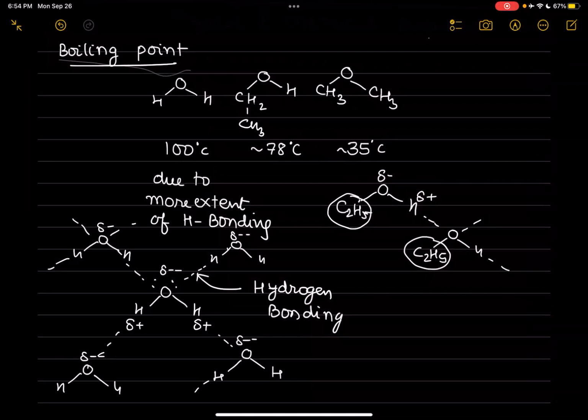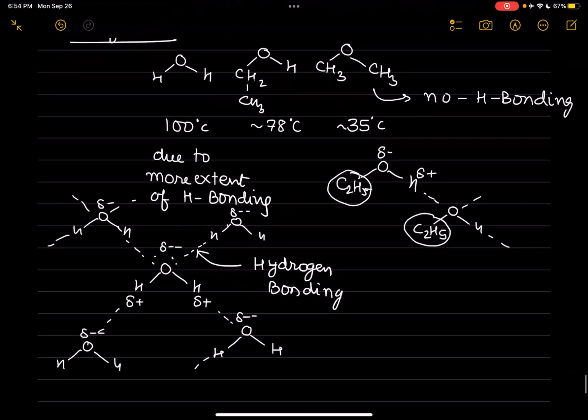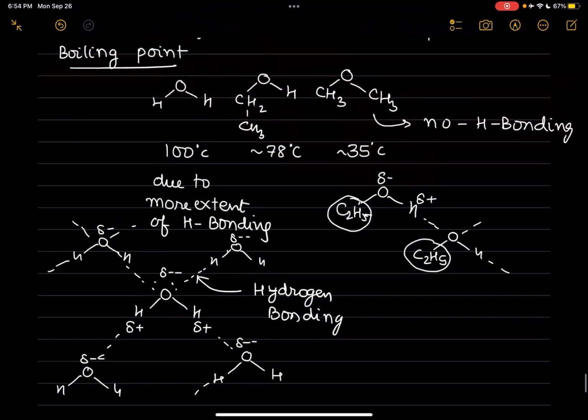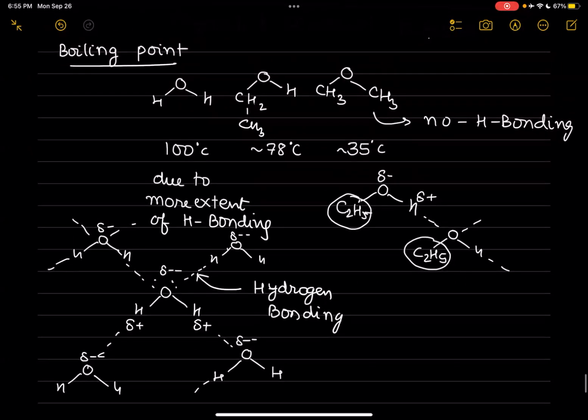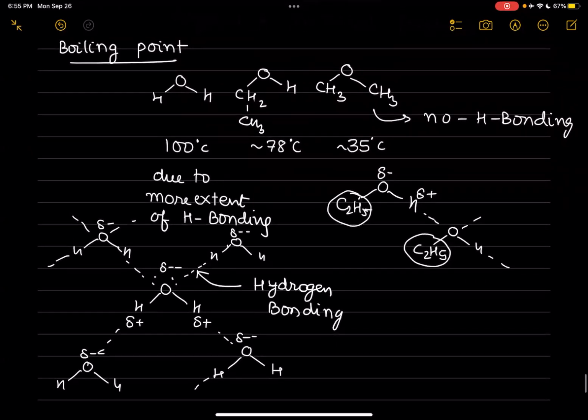And ether, on the other hand, has no hydrogen bonding at all, because there is no hydrogen directly connected to oxygen. That is the reason why alcohols have a high boiling point as compared to ethers. But when compared to water, water has a much higher boiling point.